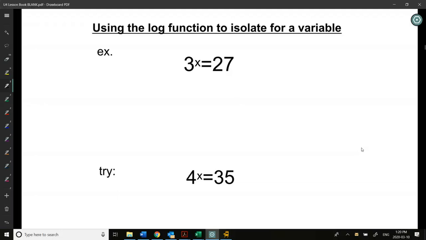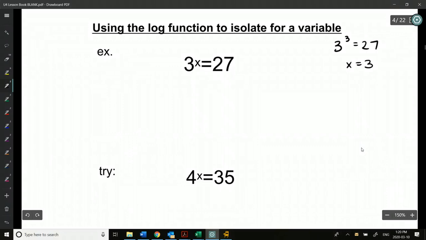We could grab our calculators and try a couple different exponents on 3, right? We know 3 to the 2 is 9. 3 to the 1, that's just 3. And then if we tried 3 to the 3, that's going to give us 27. So here we can assume x equals 3. With guess and check, because 3 to the exponent 3 equals 27, therefore x must be equal to 3. Okay?